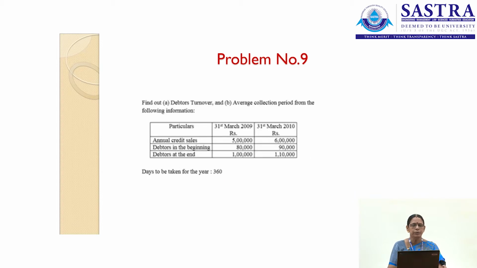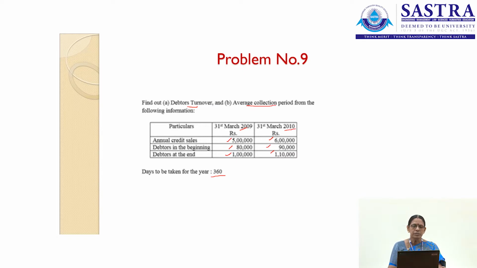We shall see the 9th one. Find out debtors turnover and average collection period from the following information. This is for 2 years, 2009 and 2010. We have annual credit sales of 5 lakh rupees in 2009, 6 lakh rupees in 2010. Debtors in the beginning for 2009 is 80,000. Debtors in the beginning for 2010 is 90,000. At the end for 2009 is 1 lakh rupees. At the end for 2010 is 1 lakh 10,000. Days to be taken is 360 days. Normally we take 360 days for the calculations.